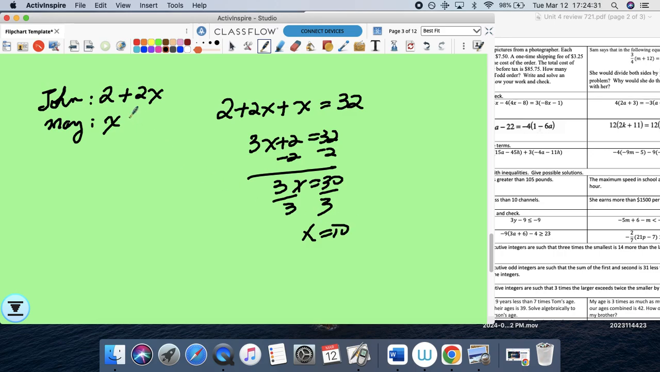So that makes Mary 10. And John is going to be 22. Let's just check. So it's 2 plus 2 times 10 plus 10 equals 32. And that works out just fine. 32 equals 32.